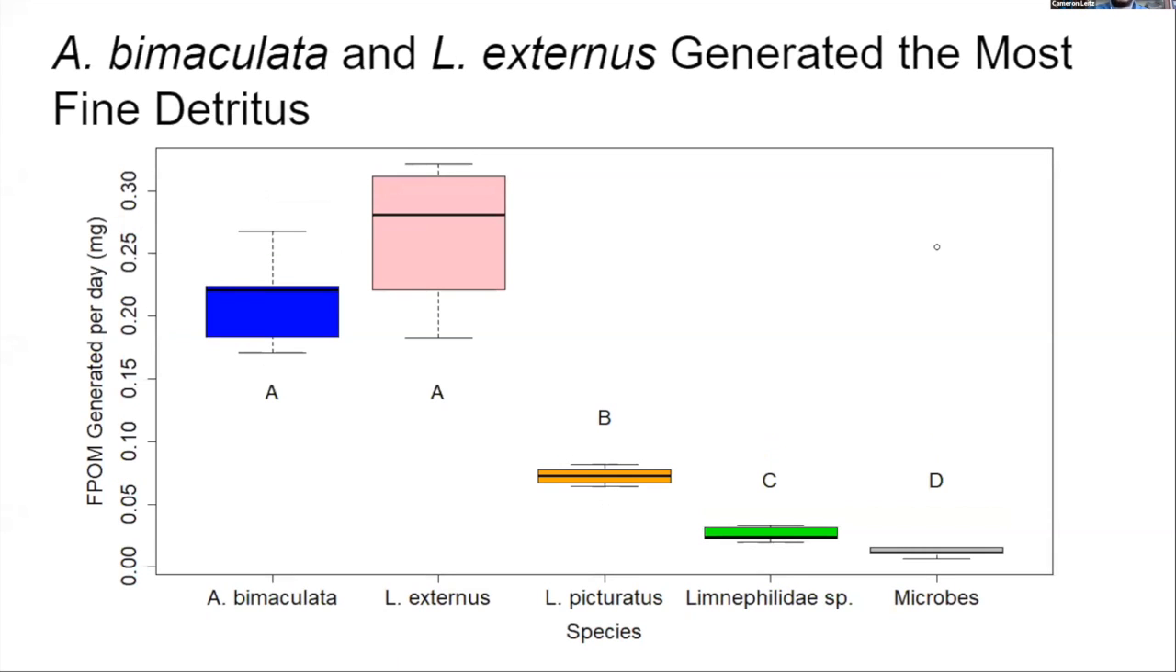This graph is looking at the fine detritus generated by the species. It's similar to the last graph with the coarse detritus. Again, we see that Vermaculata and externus generated really high levels of fine detritus compared to the other species and the control. We want to focus on the fact that Vermaculata and externus are also important for ecosystem function in this aspect, because fine detritus serves as a good food resource for other species of caddisflies and other invertebrates like filter feeders.